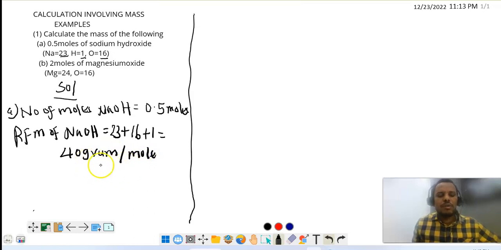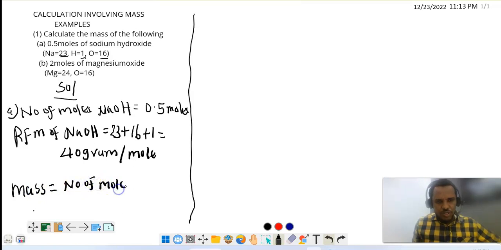Gram per mole is the SI unit, or standard unit, of RFM. RFM is also called molar mass. Now we have the RFM and we have the number of moles. So how do you calculate the mass? Mass is equal to number of moles times the RFM that you have calculated. Our number of moles is already given in the question as 0.5, and the RFM is 40 gram per mole.